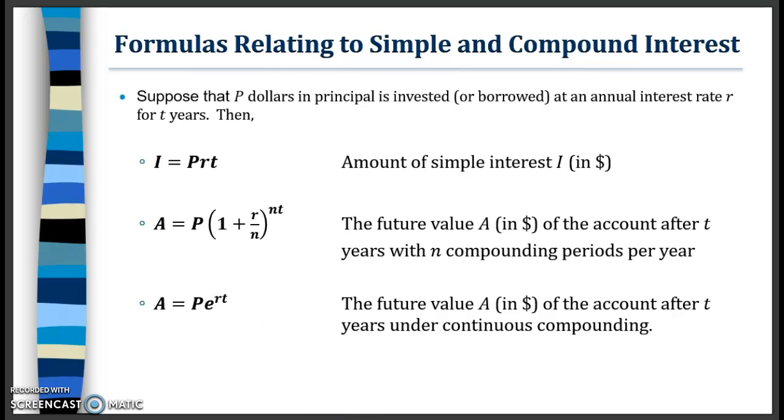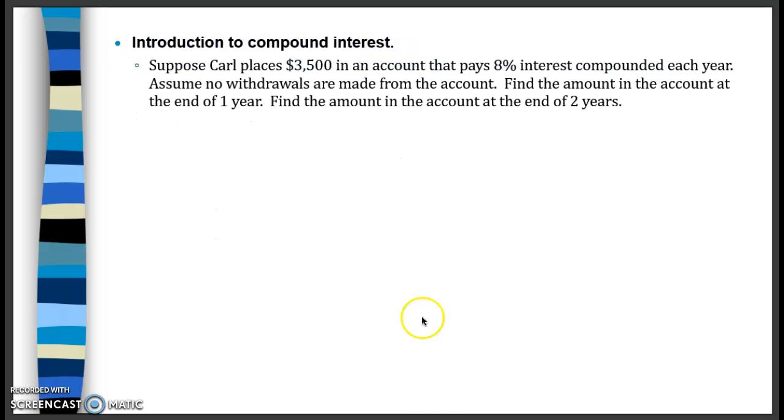So let's go to our problem and read a little closer. Suppose Carl places $3,500 in an account that pays 8% interest compounded each year. Okay, so it is being compounded. It's not going to be simple interest, it is compounded. We're going to assume there are no withdrawals. Find the amount in the account at the end of 1 year. So we're told it's compounded each year, but we are not told that it's continuously compounded. So we're going to use the equation A equals P times 1 plus R over N to the NT.